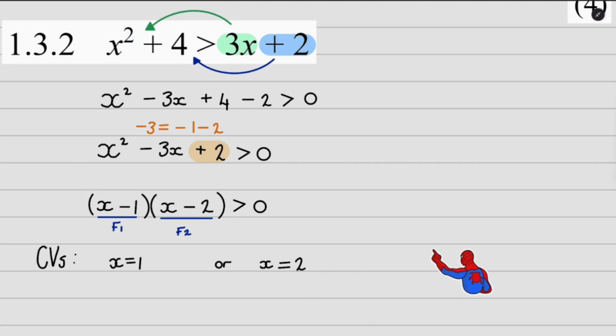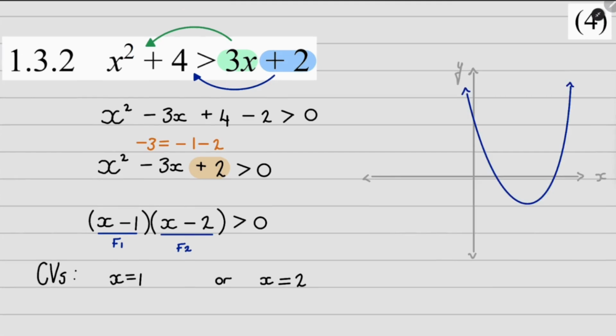Now we're gonna do a quick sketch here. We're gonna draw the parabola. Okay, so it's going to be a stock standard happy face because the number in front of x squared is positive, aka it's a 1. And then with our critical values, the lower one goes on the left and the higher one goes on the right.